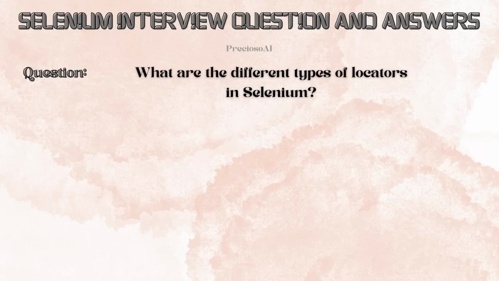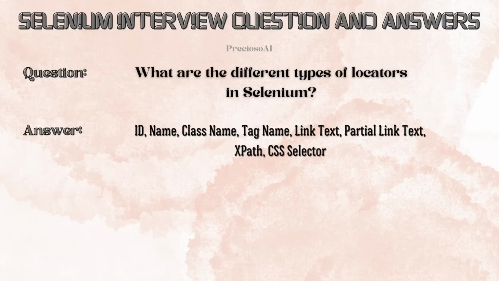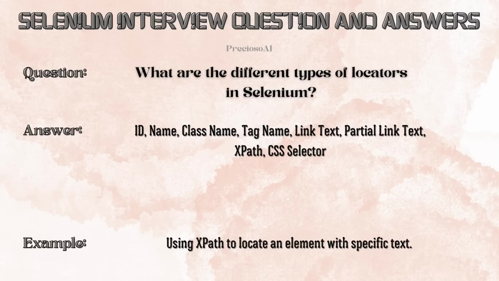Next question: what are the different types of locators in Selenium? And the answer is ID, name, class name, tag name, link text, partial link text, XPath, CSS selector, for example using XPath to locate an element with specific text.